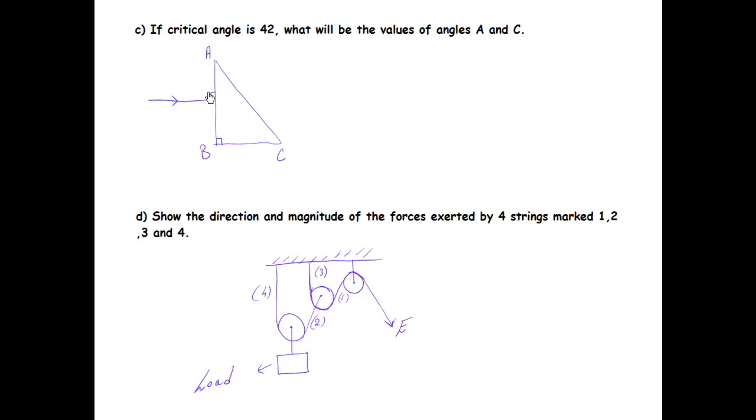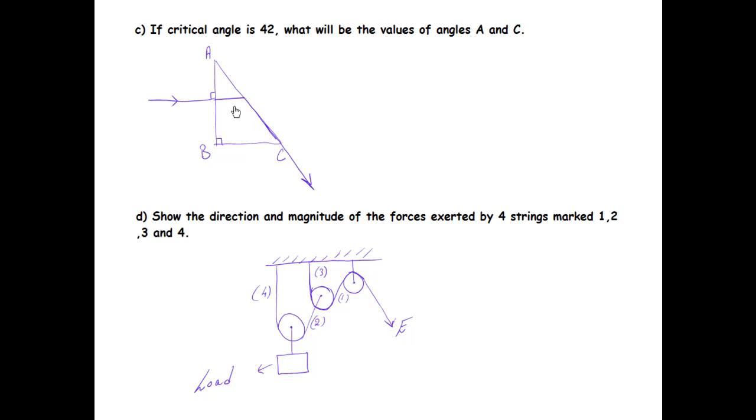Now have a look at this diagram here. There is a ray of light which strikes a prism. The angles A and C are not marked. We are expected to find the angles A and C according to the question, and we have been told that this particular ray of light undergoes critical phenomenon or moves along the surface when the light strikes the hypotenuse of the triangle. So we have to find the value of A and C, and we have been told that this prism is made of glass and its critical angle is 42 degrees.